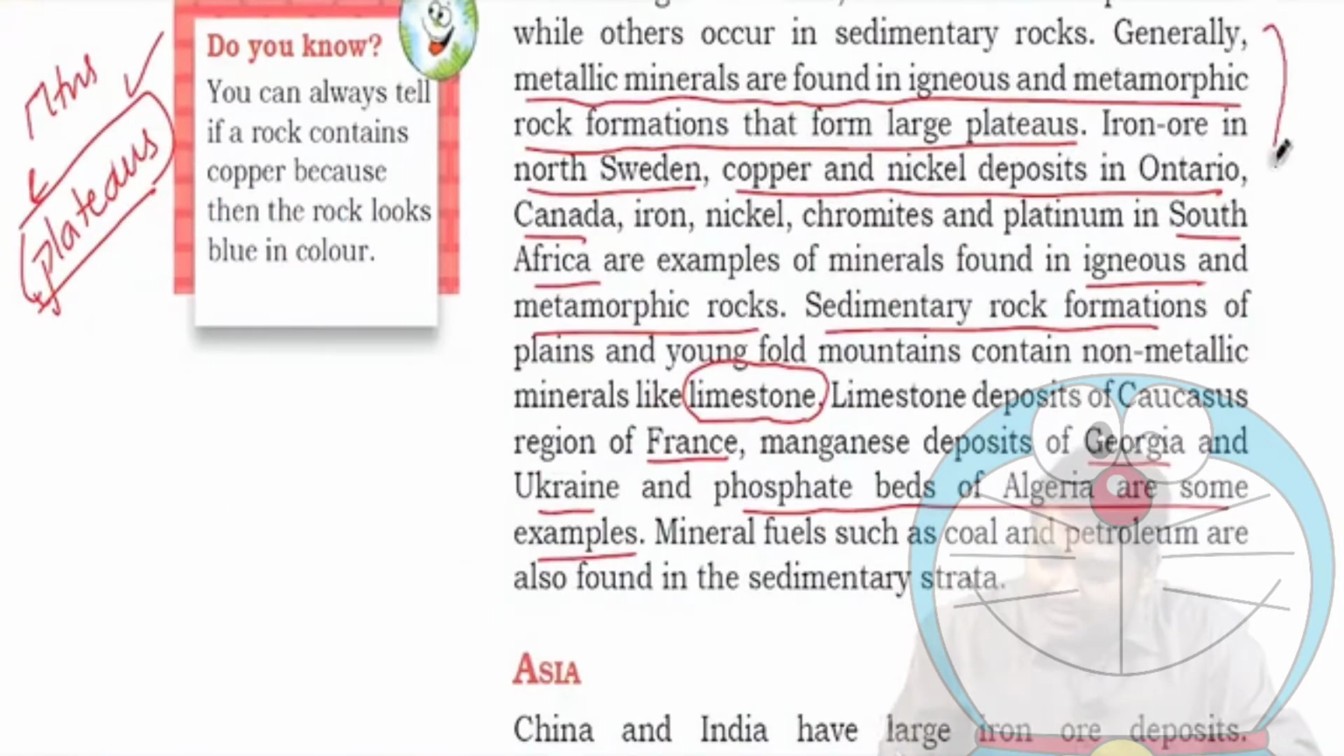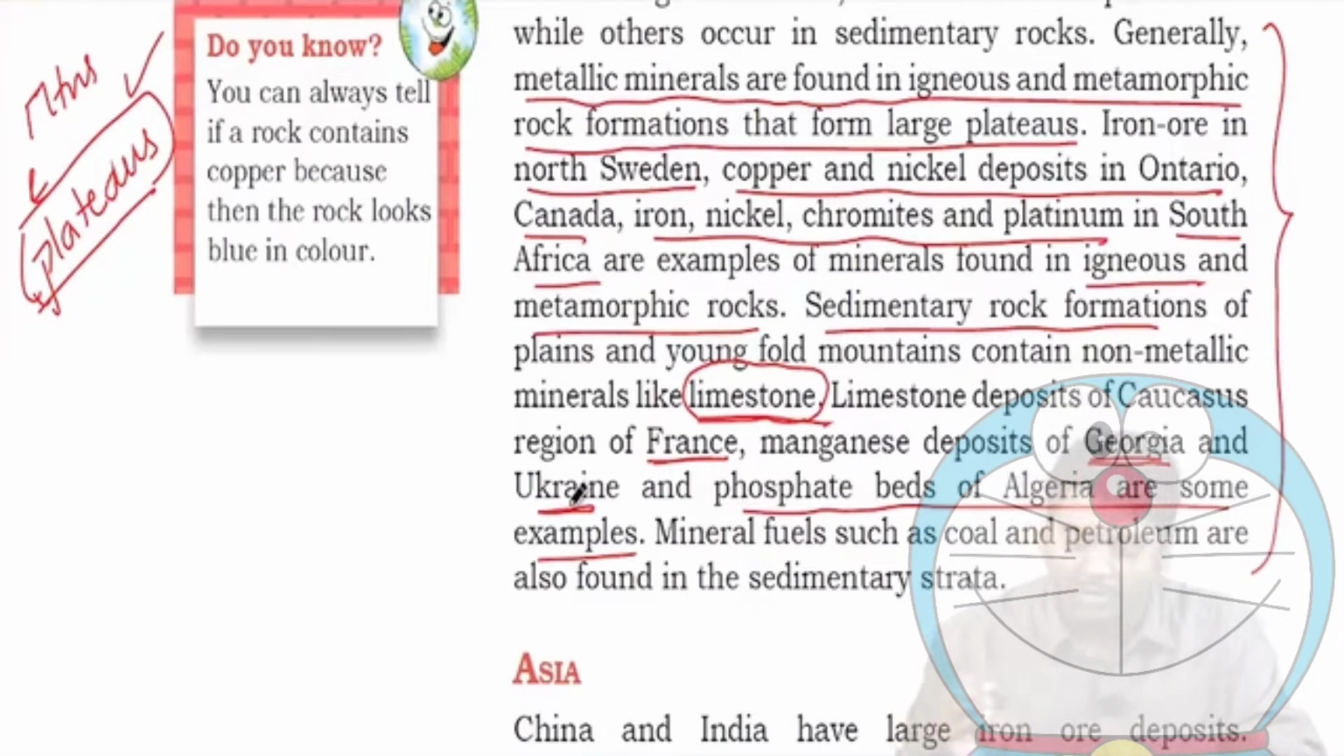Phosphate beds of Algeria are some examples. Again, it is not important for you to remember all this, but as the NCERT book is talking about these examples specifically, please try to remember them. That is, you have to see that iron ore is present in North Sweden. Copper and nickel is present in Ontario, Canada. Iron, nickel, chromites, platinum in South Africa. Sedimentary rock formations, usually we see limestone, and limestone is present in France, Georgia, Ukraine, all this.